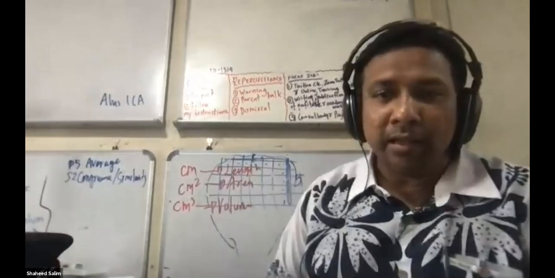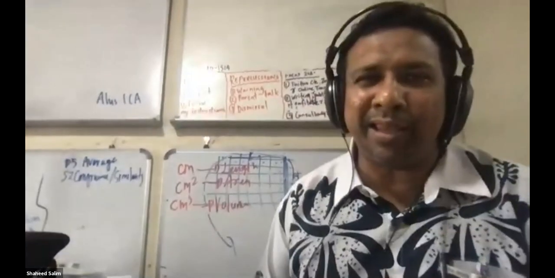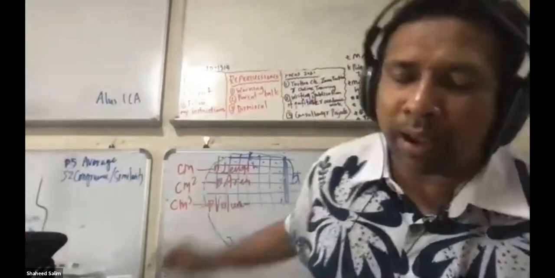You must know the difference. Don't write the wrong unit, or your teacher says, must have two. You say, no lah, teacher, it's the same thing. No, not the same thing. One is square, one is length, one is volume.